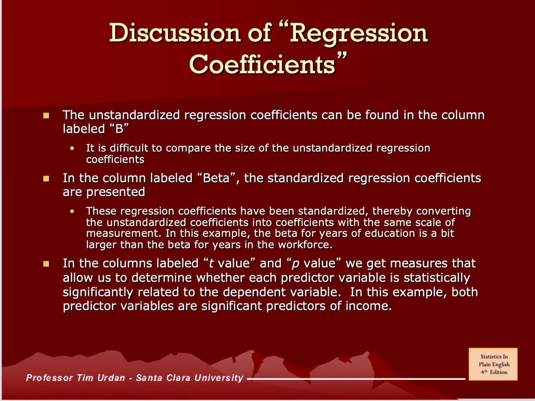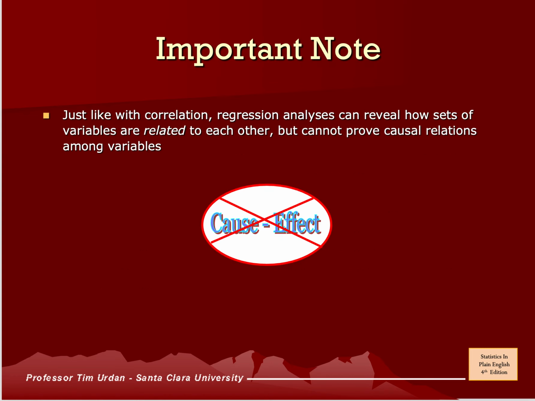If I'm looking at regression coefficients, it's really easy to get tied up in those regression coefficients. So an unstandardized regression coefficient is found in column B. So thinking back to that table I showed you, column B is where we're going to find that information. In the column labeled beta, I'm going to get standardized regression coefficients that are going to be presented. And the columns with t-value and p-value, I'm going to get measures that allow us to determine whether or not the predictor variable is statistically significant when looking at the dependent or the outcome variable. In this example, both of these are significant predictors of income.